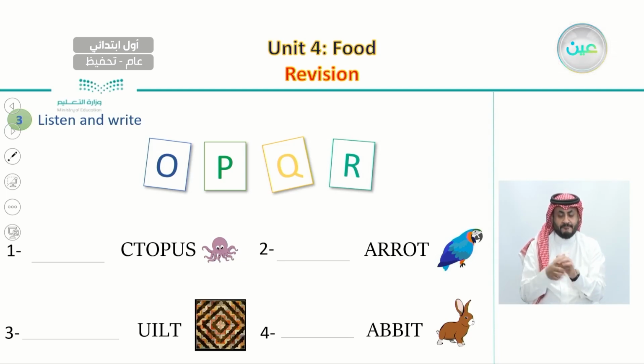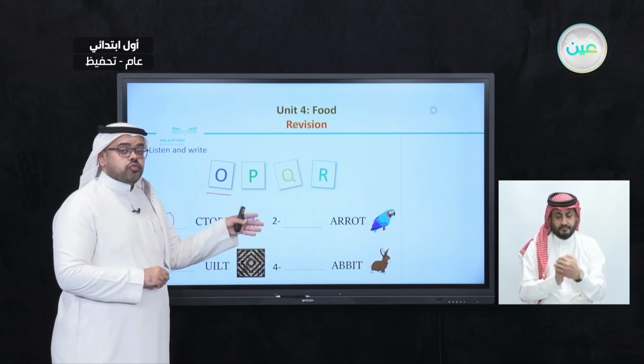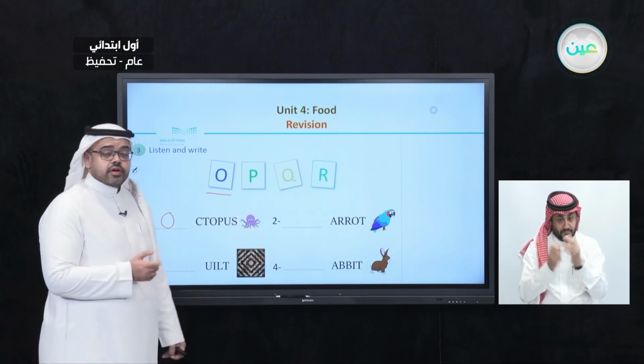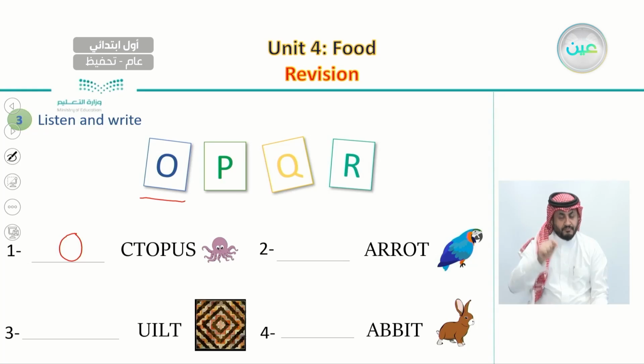So the first word we have here is octopus. Octopus. And octopus starts with letter O. So this is octopus. What about number 2? What is the word for number 2? Let's listen and find out. Number 2, parrot. Parrot.